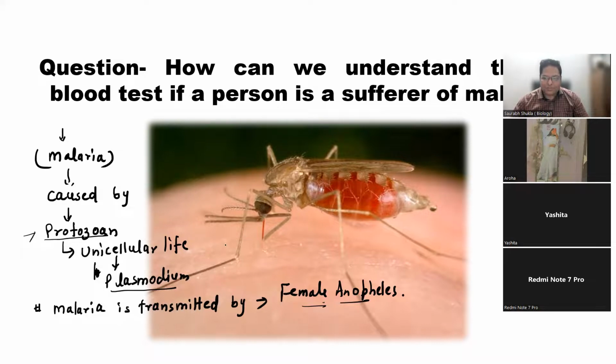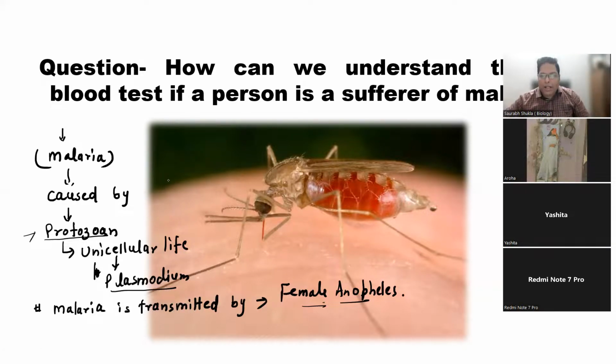Then this female Anopheles mosquito carries the unicellular life called protozoan. Whenever this female Anopheles mosquito bites the human body, with the help of the saliva present in the mosquito, it delivers that protozoan inside our blood, and then the malarial cycle begins. Right, Yashita? Thank you.